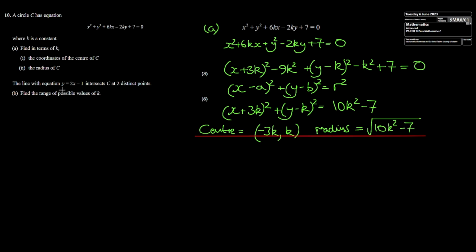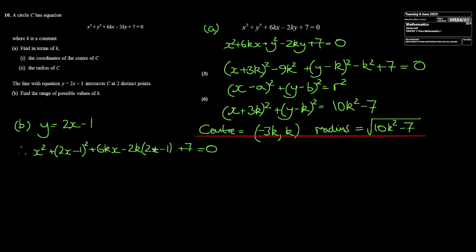So in part B, we're now told that a line with equation y is equal to 2x minus 1 intersects the circle at 2 points. Find the range of the possible values of k for this to be true. So to find those 2 points of intersection, we've got to substitute the new equation for y into the circle. You can do it into the completed square version or into the non-completed square version. I'm going to do it into the non-completed square version, and I get this.